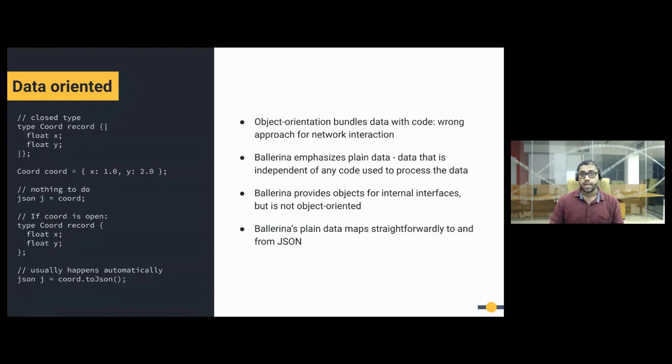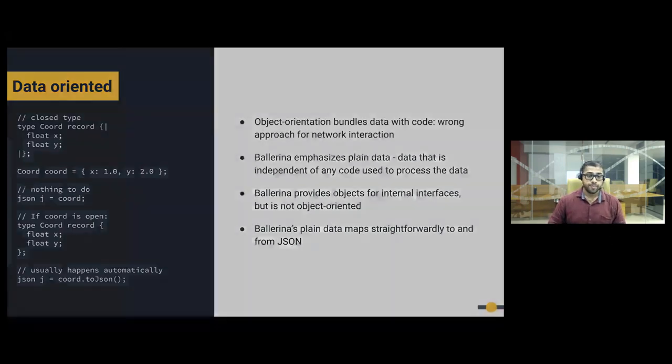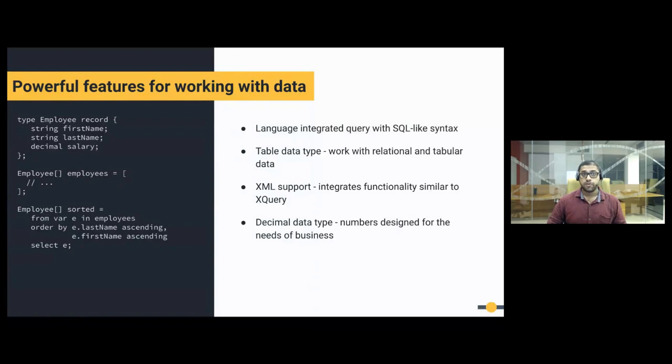JSON and XML are native types in Ballerina, and plain data coming over the network straightforwardly maps to JSON type in Ballerina. I'll show that in the demo. Ballerina has powerful features to work with data. Language integrated queries with SQL-like syntax for easy data wrangling, table data type to make it easier to work with tabular or relational data, XML support with XQuery-like syntax for navigating the XML values, and also decimal type for precise decimal calculations.